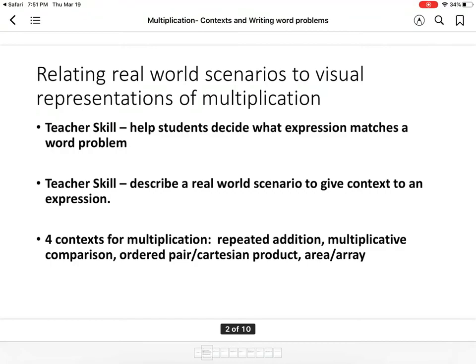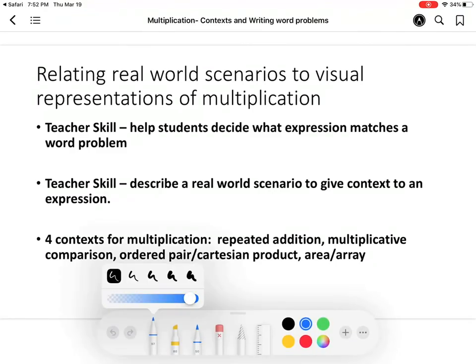So what we're going to do is help develop your ability to help students decide what expression matches a word problem. So when they say, how do I solve this? And also to be able to create scenarios. So if you're talking about multiplication, when would you ever see that in the real world? We'll be looking at 4 different contexts: repeated addition, multiplicative comparison, ordered pair, and area and array.